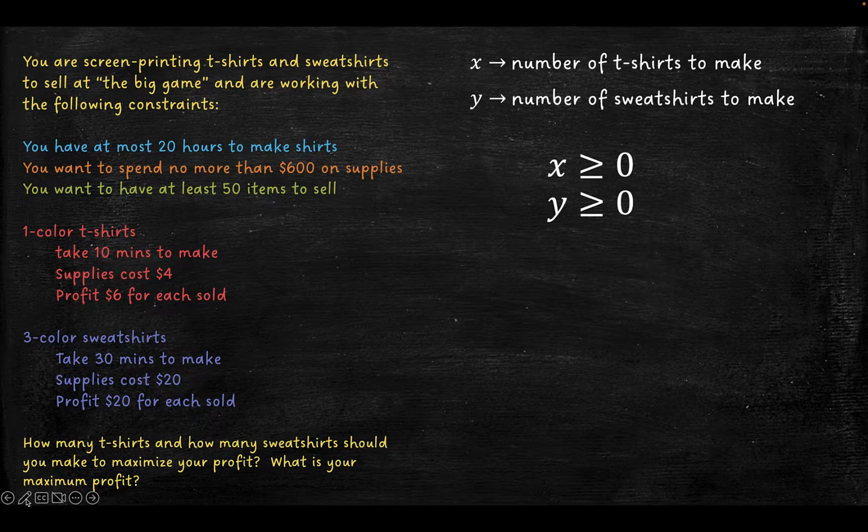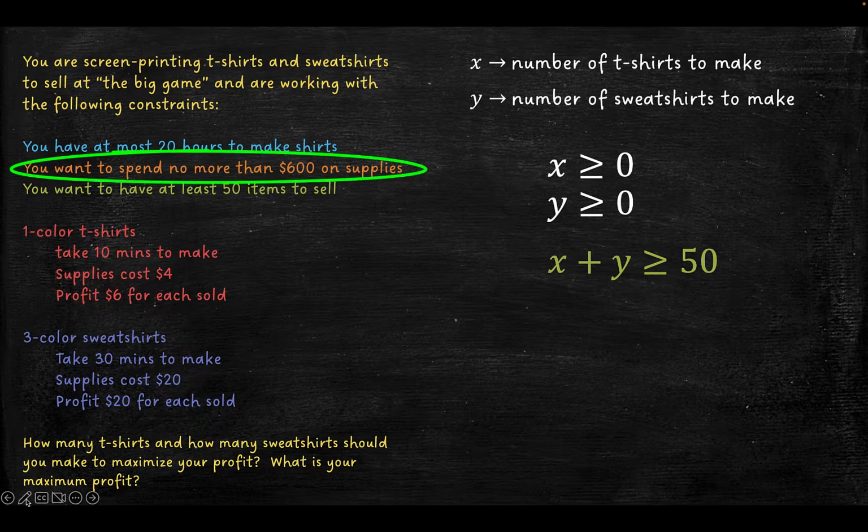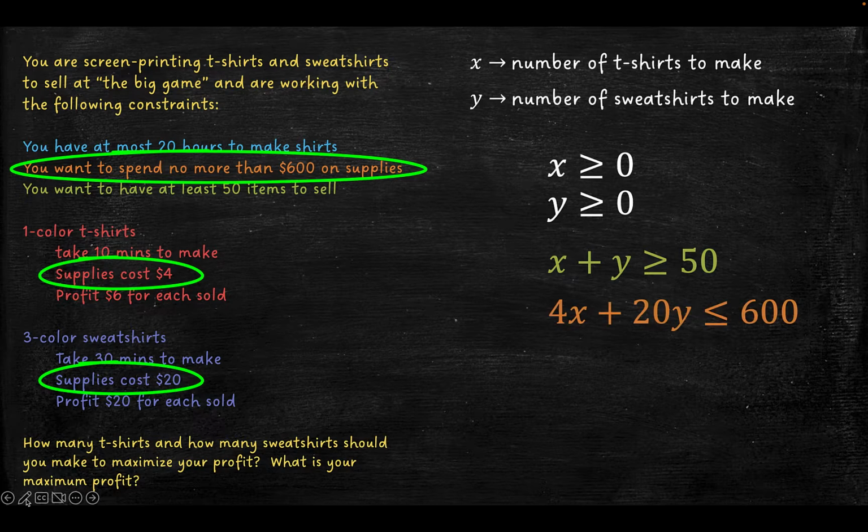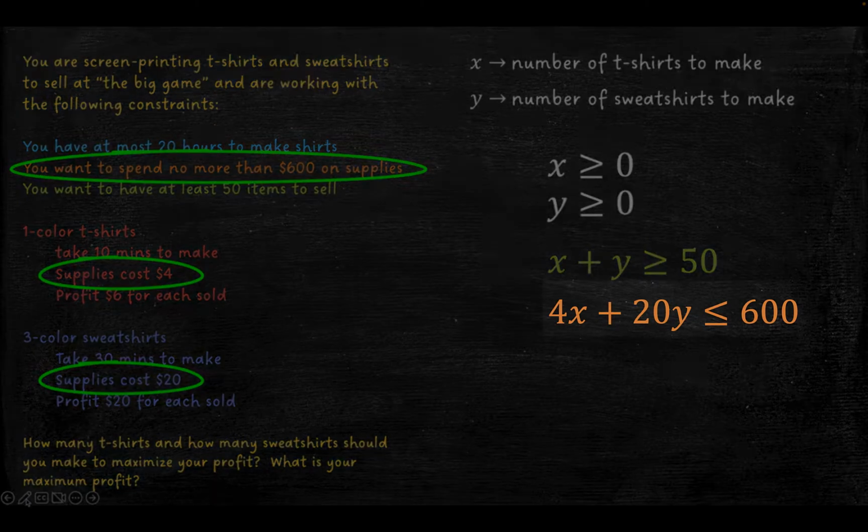If you look at the green sentence, the fact that we want to have at least 50 items to sell, we can write out another constraint that the number of t-shirts plus the number of sweatshirts needs to be greater than or equal to 50. If we use a combination of the orange line that we want to spend no more than $600 on supplies and the supply cost in red and purple, we can say that the cost of t-shirts, 4x, and the cost of sweatshirts, 20y, needs to be less than or equal to $600.